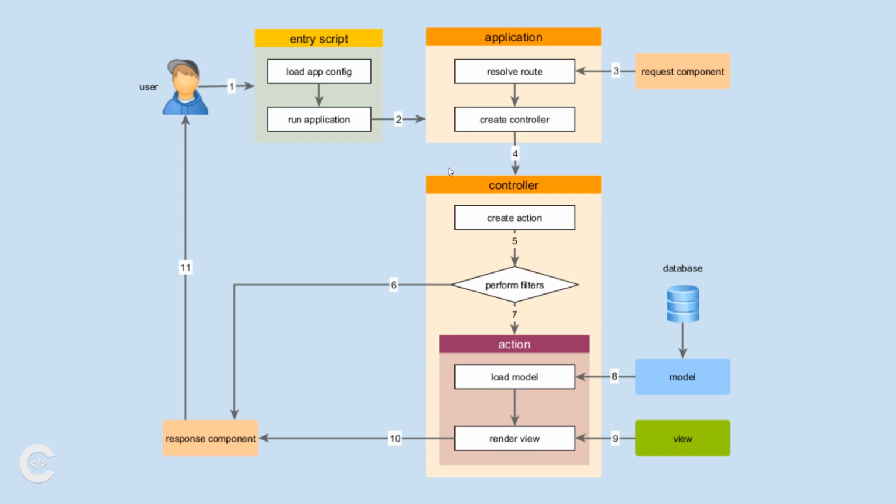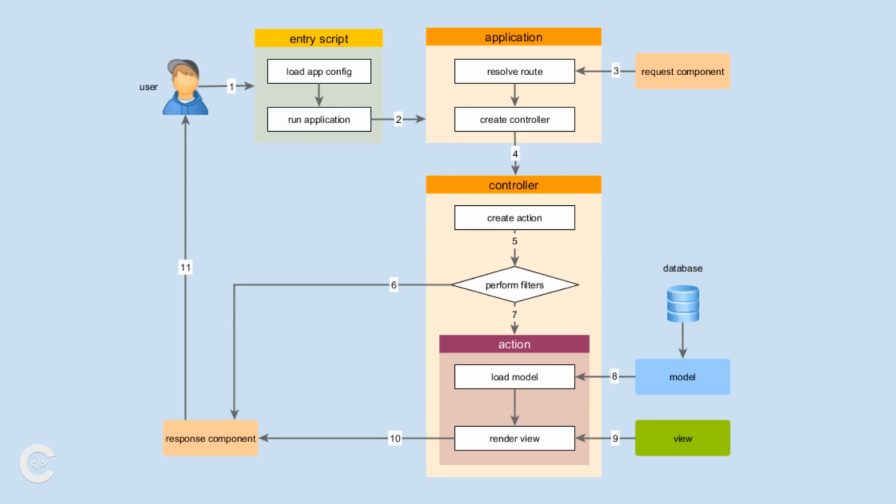The controller has actions. The action basically is responsible for taking the data of the request, then getting some data from the model, rendering the view, and returning the response to the user. And if there are some filters attached to the controller or this particular action, it may reject the action and return the response immediately.